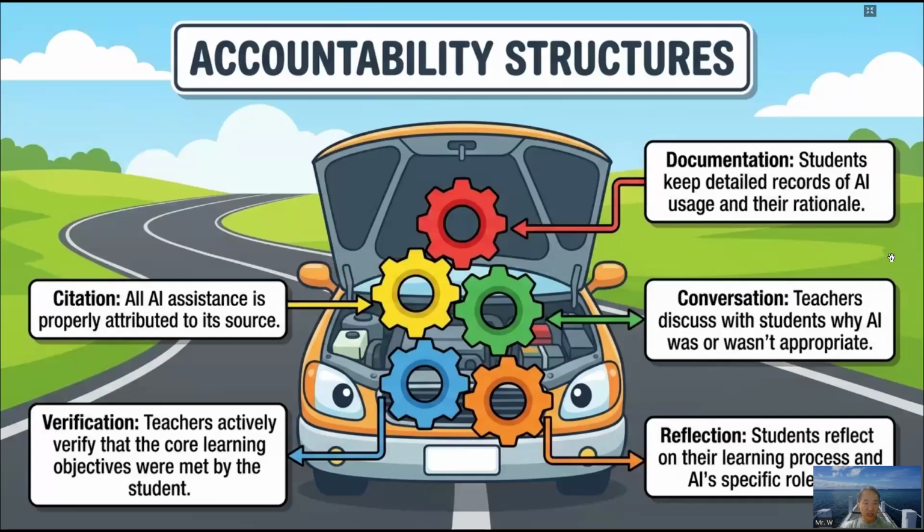Accountability structures, citations, verification: these are all things that need to be implemented, along with documentation, conversations, and reflection with the students in the classroom. These accountability structures are built in incrementally. In elementary, they talk about those elements, reflecting on what is AI versus real. And in junior high, they have a conversation with the students: is AI a good thing?